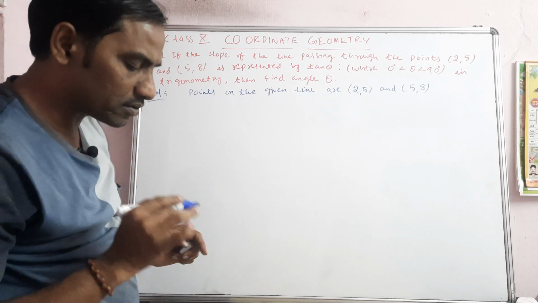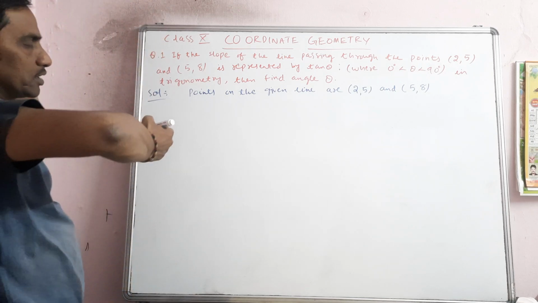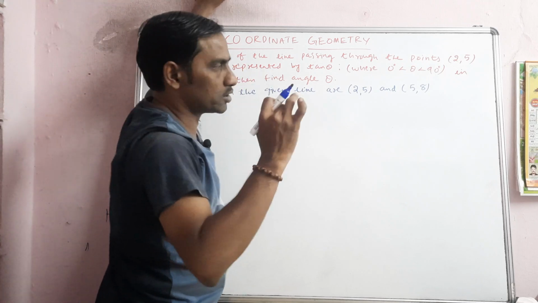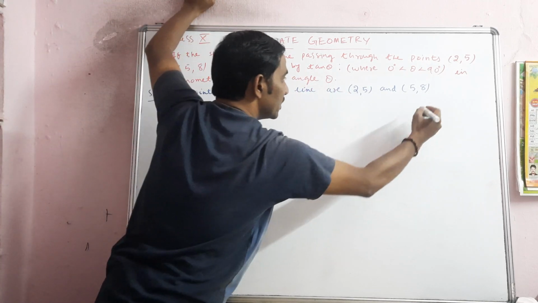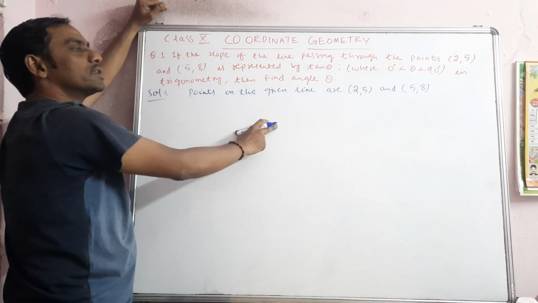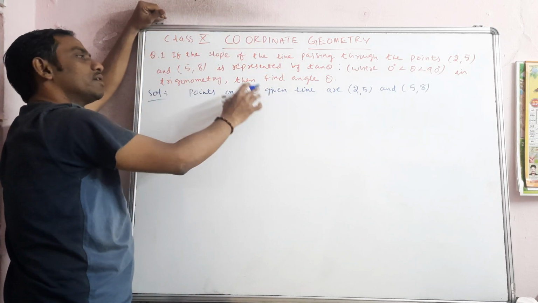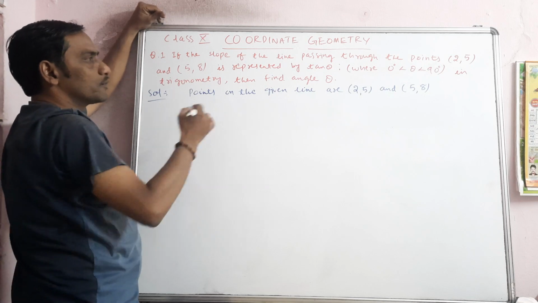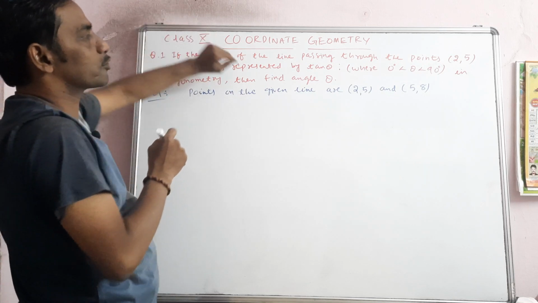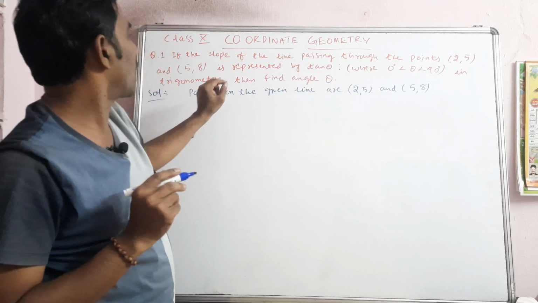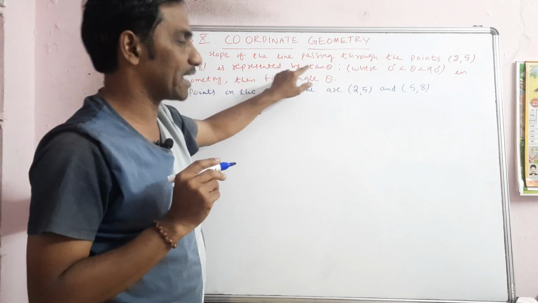In the solution you don't need to draw the diagram, but to help you understand the question, I will draw the diagram. According to the question, the slope of the line passing through the points (2, 5) and (5, 8) is represented by tan theta.